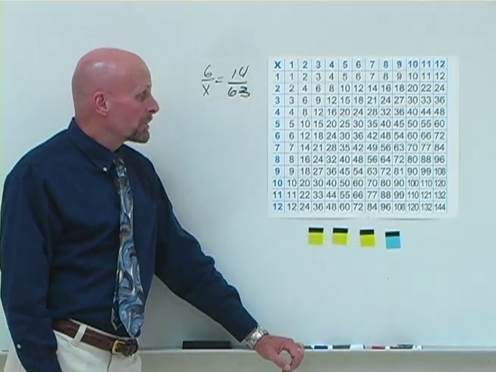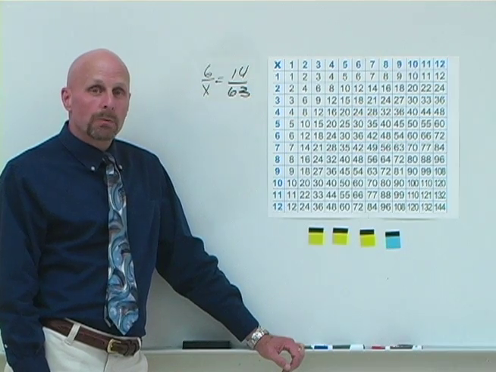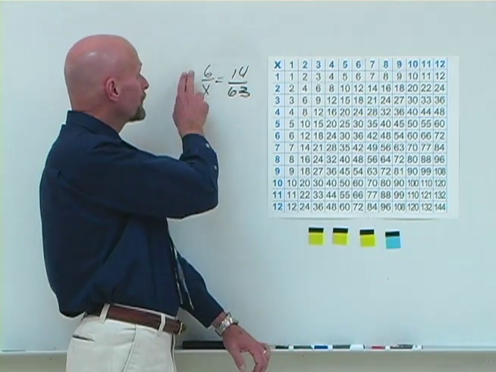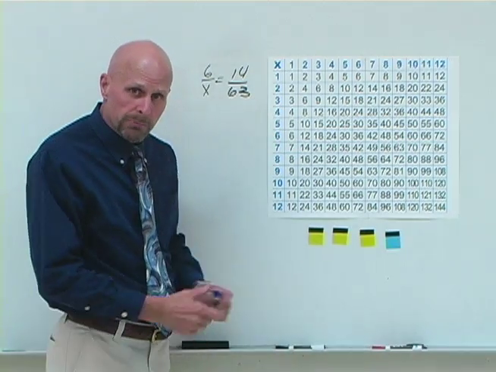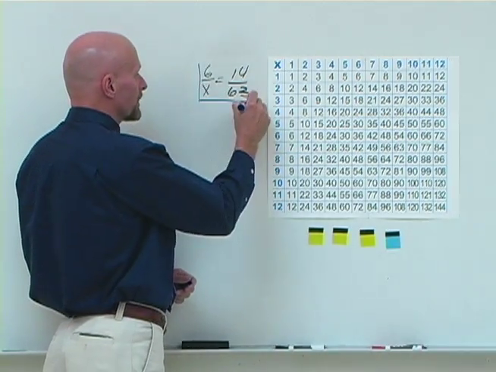Let's solve another problem on our multiplication table. Now we're going to solve a proportion. Here we have 6 over x is equal to 14 over 63. You know what I like about proportions? You can draw rectangles around them.